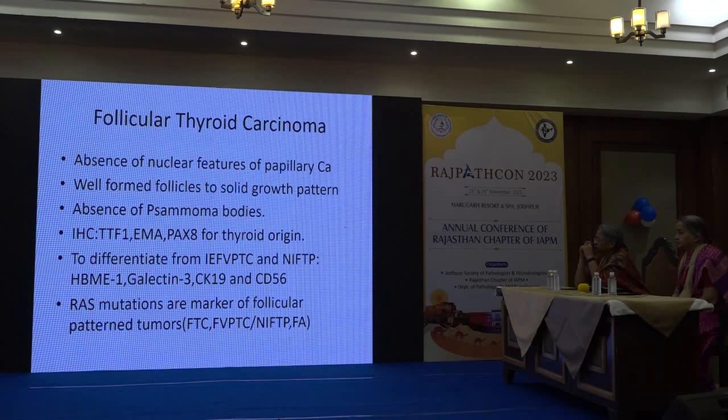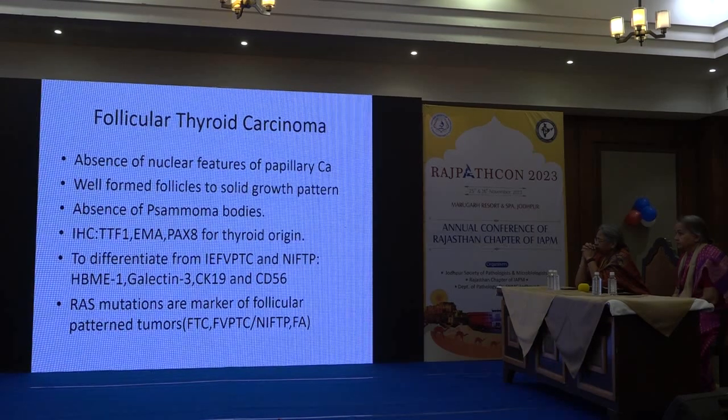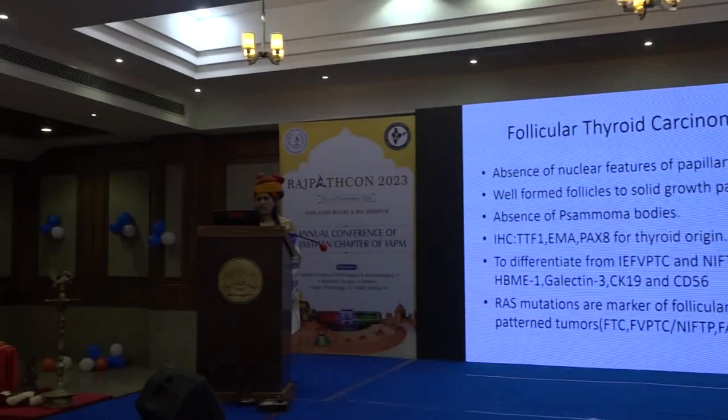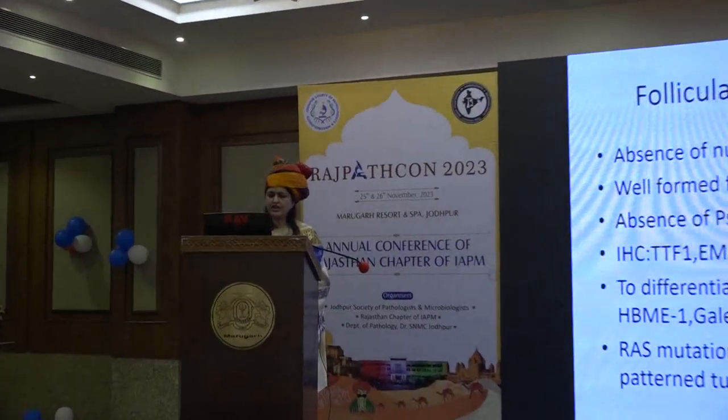First you have to look at the nuclei. Are they showing the papillary-like nuclei? Then are they showing the follicular pattern or a papillary pattern? So that has come as a criterion for follicular thyroid carcinoma, that is absence of nuclear features of papillary carcinoma, well-formed follicles to solid growth pattern, absence of psammoma bodies, and of course IHC showing all the thyroid markers, TTF, EMA, PAX8 for a thyroid origin.